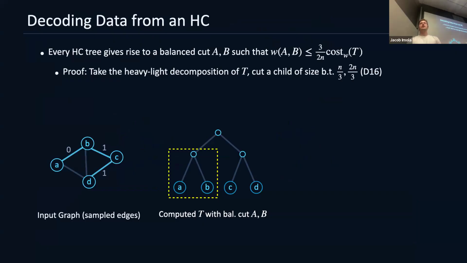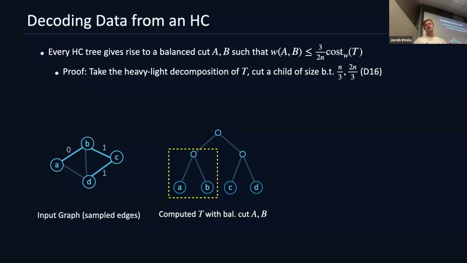And now how are we going to decode? Here we use a lemma about hierarchical clustering. If you're given a hierarchical clustering tree, you can actually compute a balanced cut A and B. A balanced cut has n over 3 vertices in both of the cut partitions, such that the weight of the edges crossing the cut is at most 3 over 2n times the cost of the tree itself. And the proof is from the Dasgupta paper.